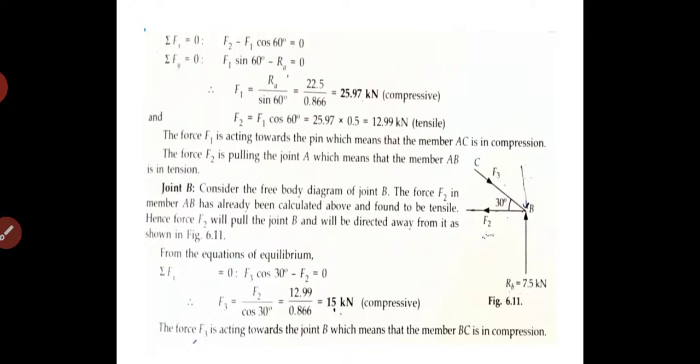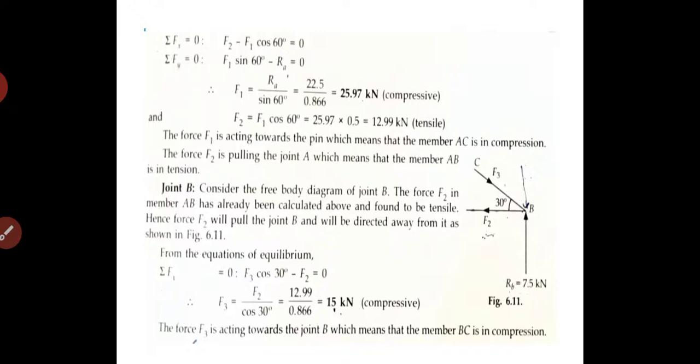Again, now joint B: F2 minus F1 cos 60 equal to 0, F1 sin 60 minus RA equal to 0. F1 comes out to be 25.97 kN and F2 comes out to be 12.99 kN.